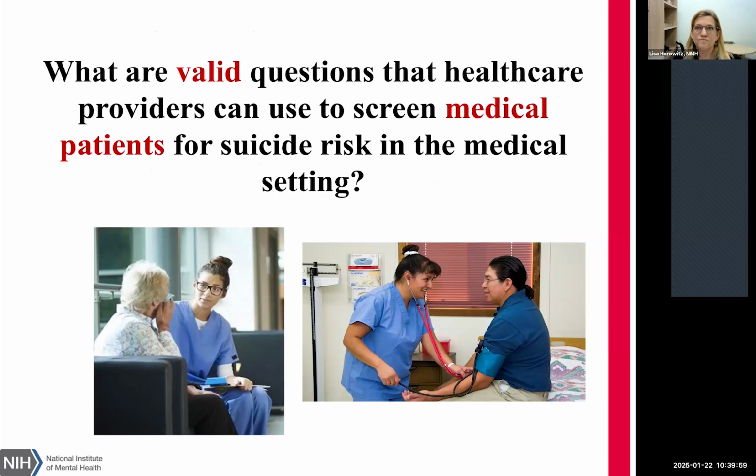Now, I'm highlighting the word valid because when we first started this work, I would go to a hospital and hear the Joint Commission would say, okay, there is a national patient safety goal that says you have to screen all behavioral health patients for suicide risk. So I would ask them, what are your suicide risk screening questions? And they would say things like, I've heard everything. So I've heard a hospital say, have you ever thought about suicide? So what's wrong with that question?